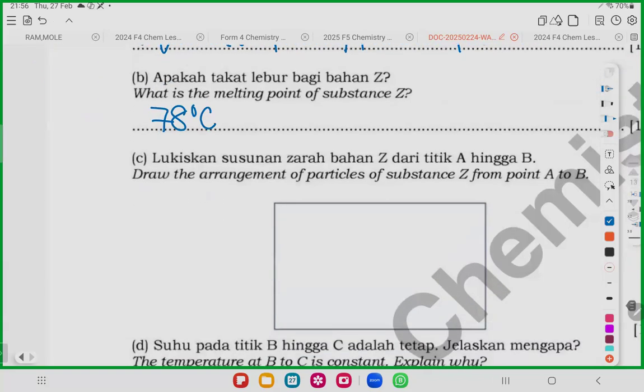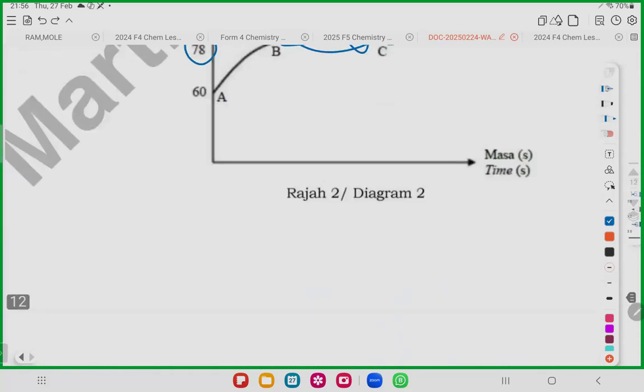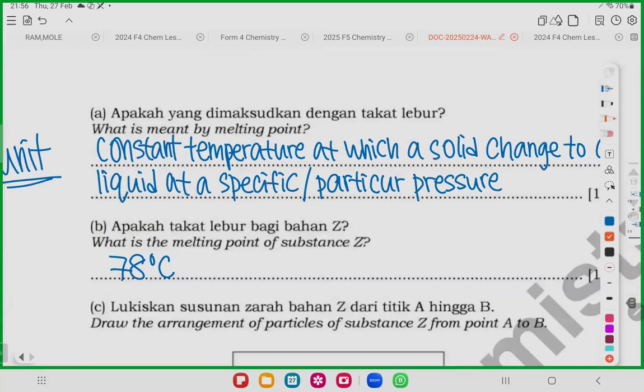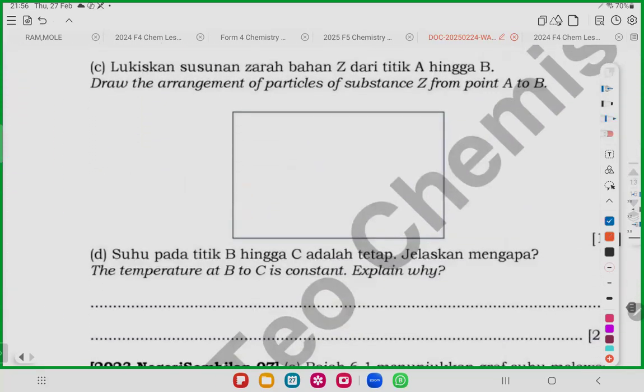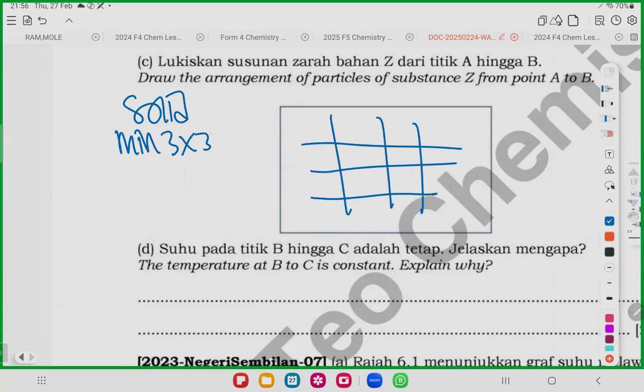Next one. Can you draw the picture for the substance Z from point A to point B? So point A to point B, what do we have? We know that this is melting. Point A to point B, it's here. It's before melting. So before melting, what do we have? Solid, right? Before melting, everything is supposed to be in solid form, isn't it? So can we draw solid? I did mention last week how to draw solid. Solid, you must draw minimum 3 times 3, so minimum 3 rows, 3 columns. More than 3 and 3 is okay, but minimum.